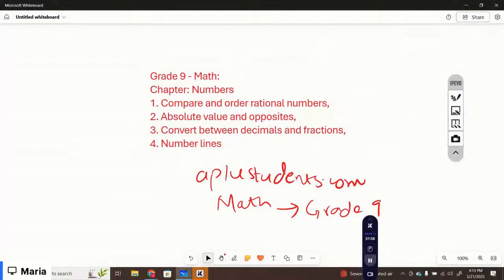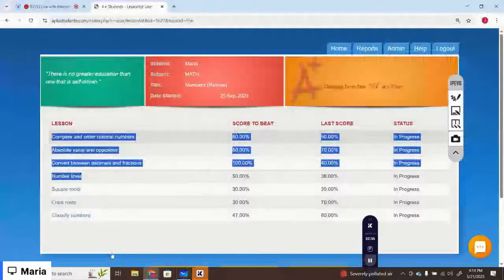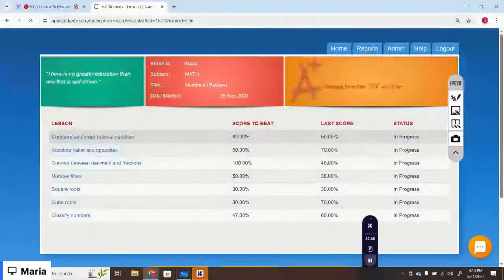Here you can find the list of the chapters. We're going to start with the chapter: compare and order rational numbers, absolute value and opposites, convert between decimals and fractions, and number lines. So please make sure you have your notebook and pencil so that we can note down the important examples and definitions as well. So I have my grade 9 math lesson, that is compare and order rational numbers.